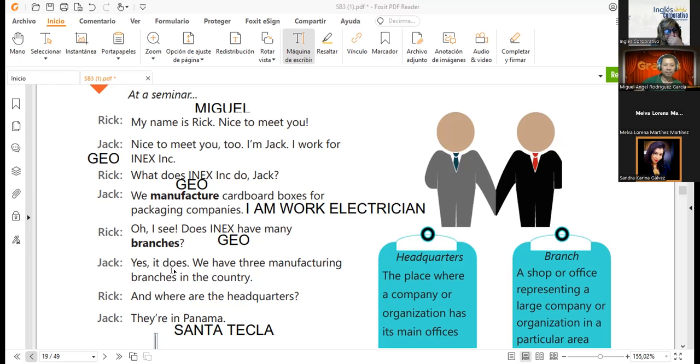Yes, we have three branches in the country. And where are they headquartered? In San Miguel. Excellent. Next.